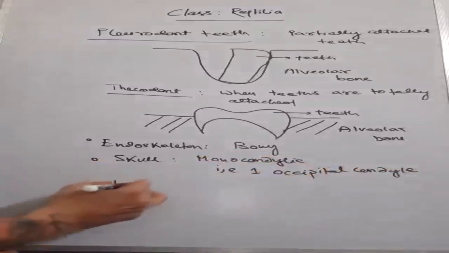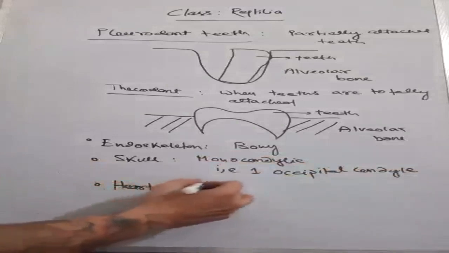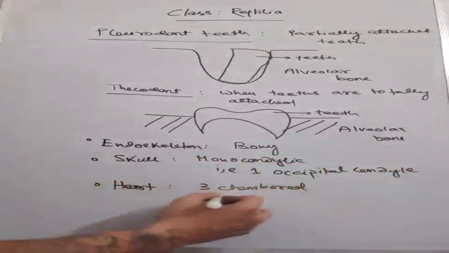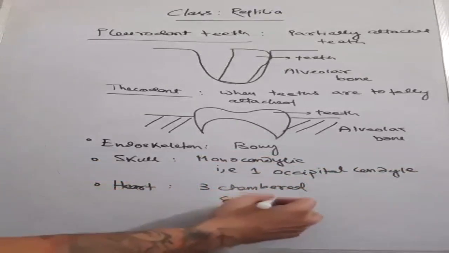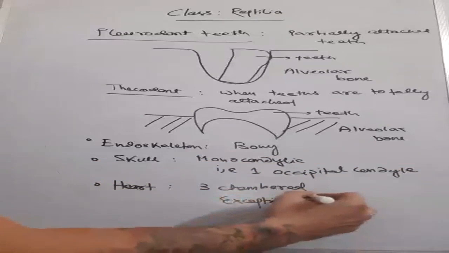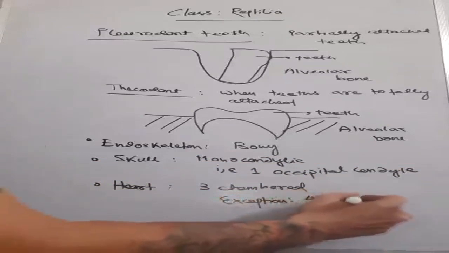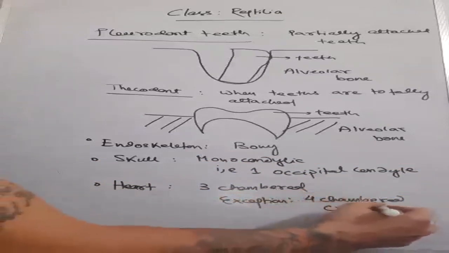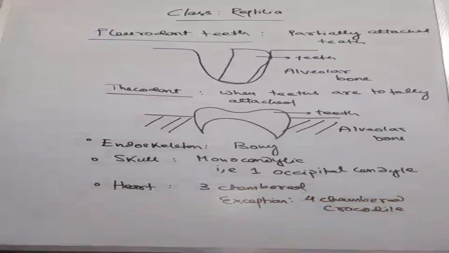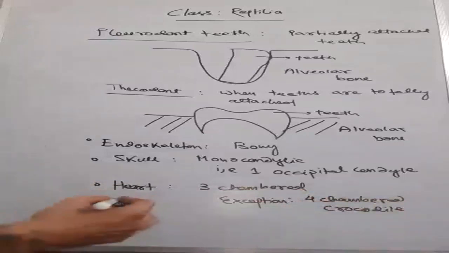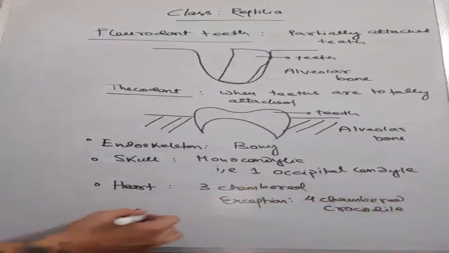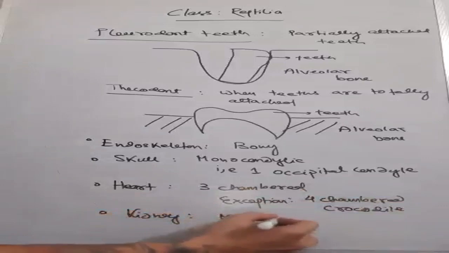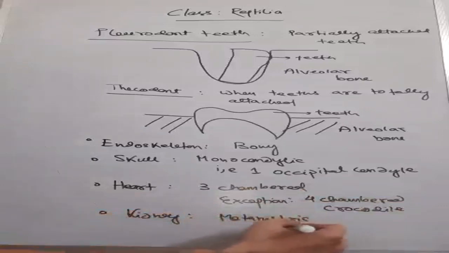The heart is three-chambered. Normally it is three-chambered with one exception. One exception is there where the heart is four-chambered. That is crocodile. Now the kidney is metanephric, that is a fully functional kidney. It is not mesonephric type, it is metanephric type. That is a fully functional kidney.